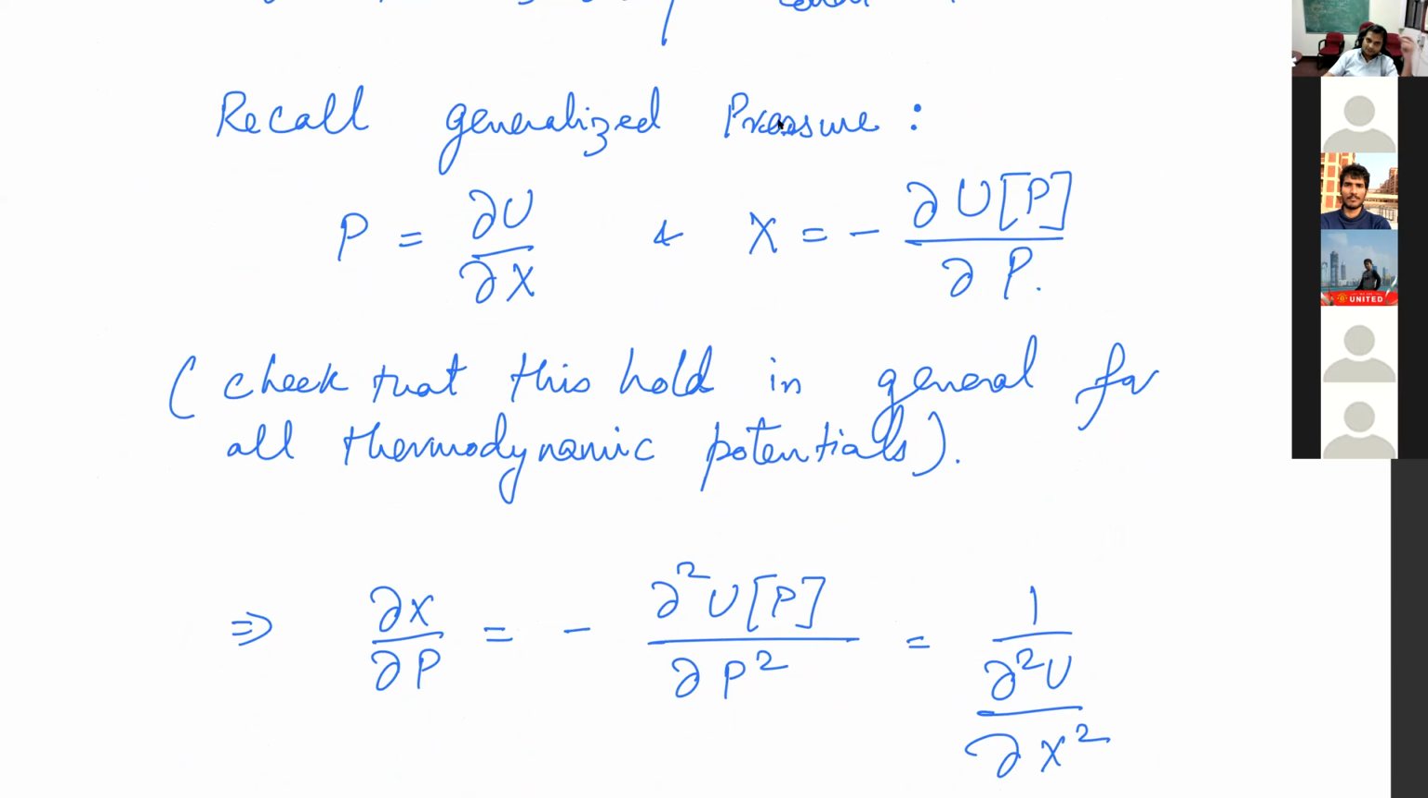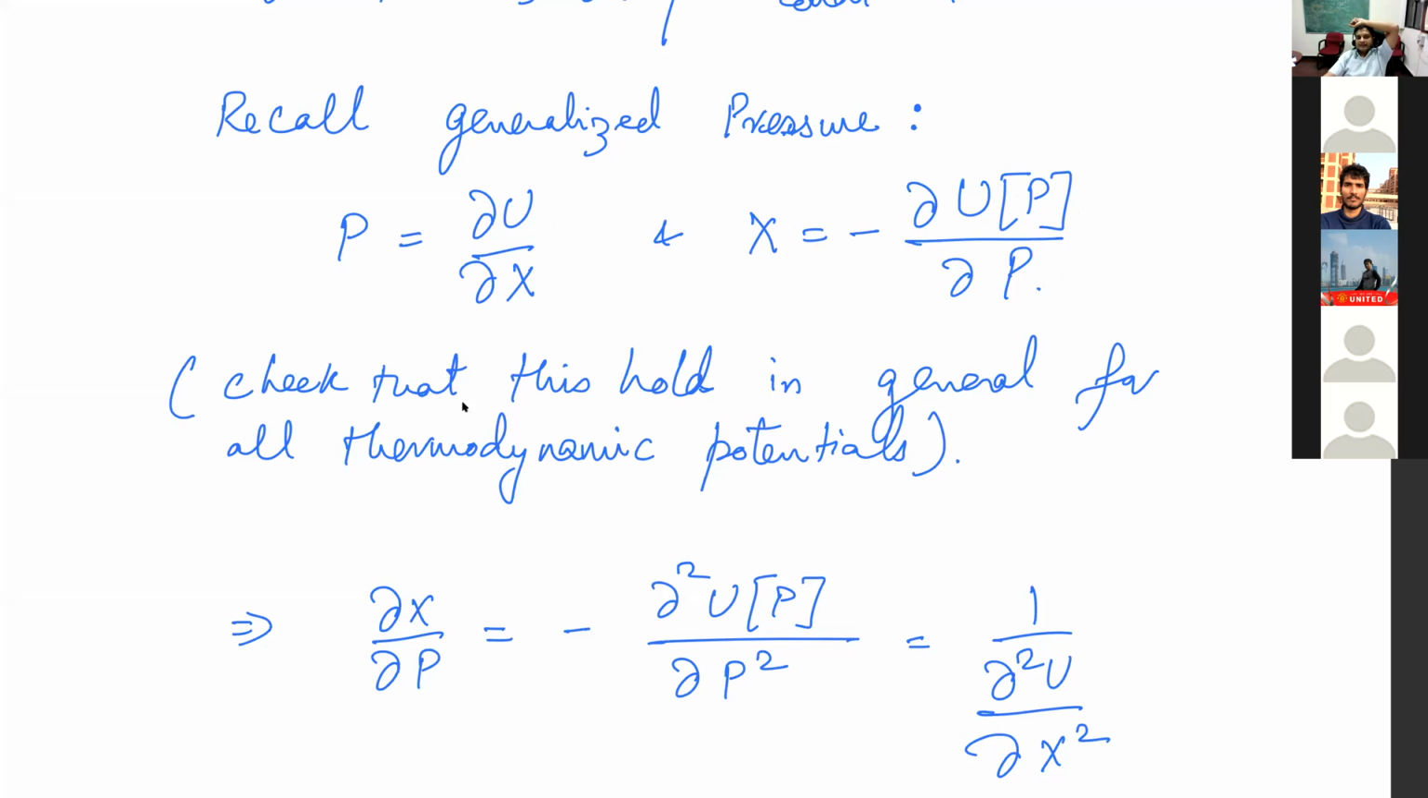But let's just recall generalized pressure. So given that capital X were extensive variables of the system, then we could define the generalized pressure as a derivative of U with respect to X, basically. Okay, and then when we define the corresponding potential, you remember we had U minus PX, basically, right. Okay, and that implies that this capital X, or the extensive variable, in terms of this thermodynamic potential, you can derive as ∂ of the thermodynamic potential divided by ∂P with a minus sign, etc.